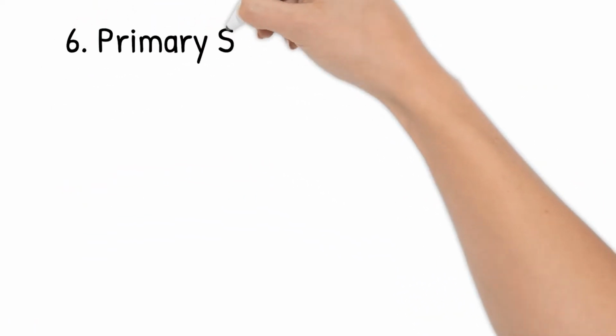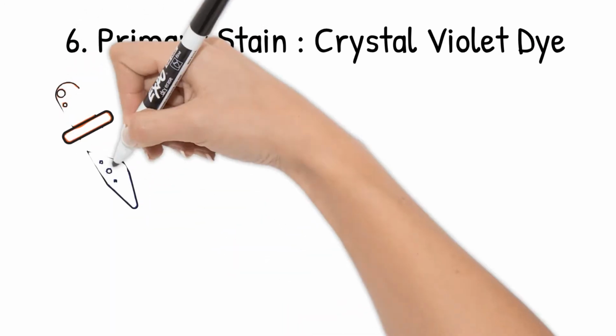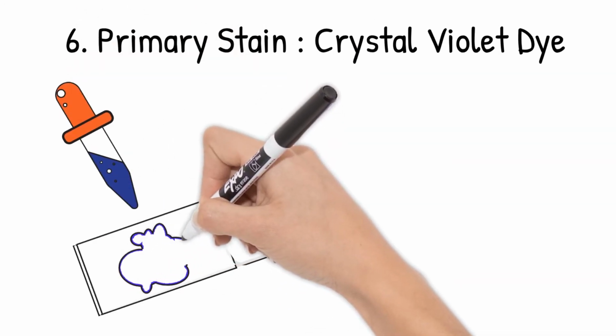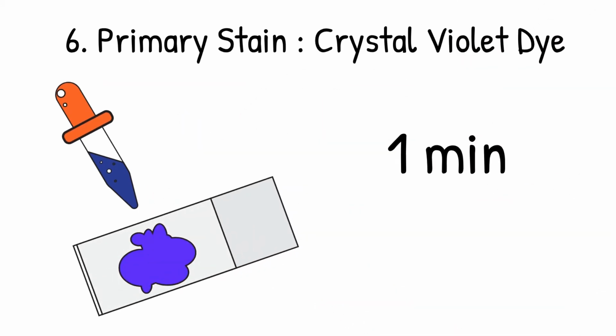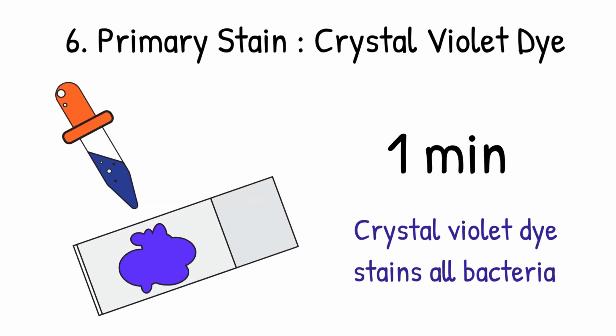Step 6. Primary stain. Primary stain is crystal violet dye. Flood the slide and leave it on for about 1 minute, more or less depending on the facility policy. Just follow your hospital rules, but 1 minute is a good rule of thumb. I see some places go as little as 15 seconds. Crystal violet dye is a purple dye and it will stain all bacteria. Again, it stains all bacteria. The dye associates itself with the peptidoglycan layer of the bacteria cell wall.